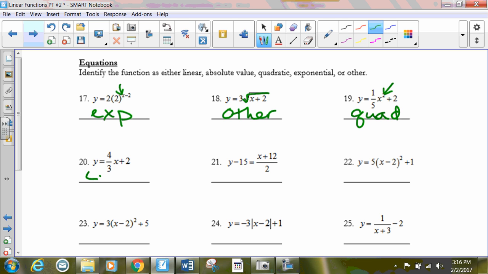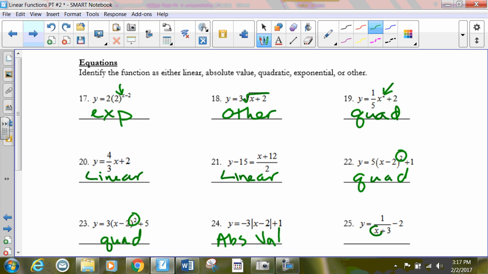We know 20 is just a plain old linear. 21, it's kind of a fancy linear, but it still is linear. There are no absolute values or exponents in there. 22, because of that 2 as the exponent, that is quadratic. Same thing here, 23, there's a 2, so that's quadratic. Absolute values, we see those absolute value signs, we know it's absolute value. Uh-oh, x in the denominator, no, no, no. When you graph that, that's not a line. Trust me. So that's going to be, oh, excuse me, I'm so sorry. That's going to be other. When you see that x in the denominator, don't make the mistake of putting linear.